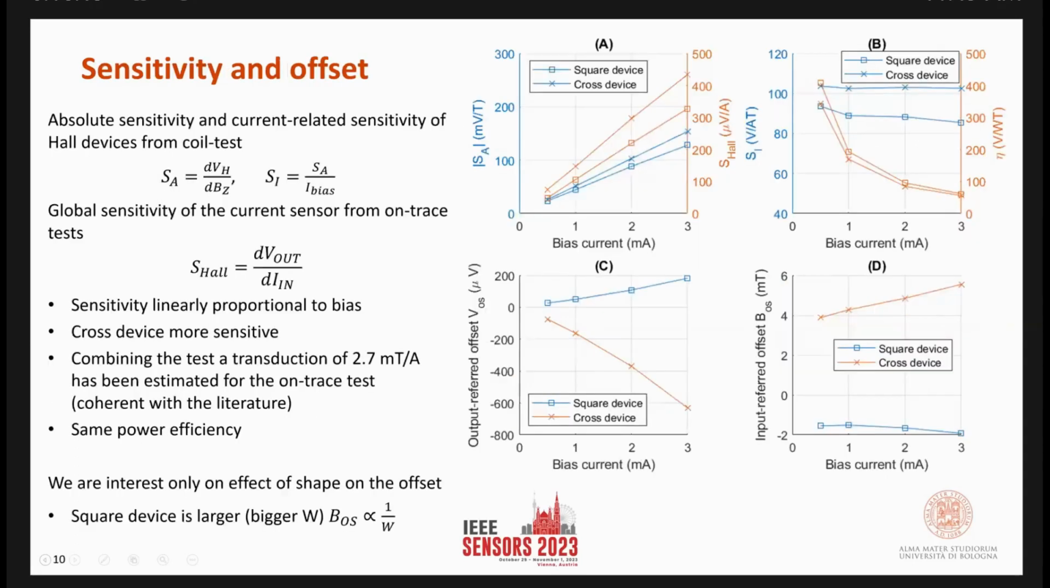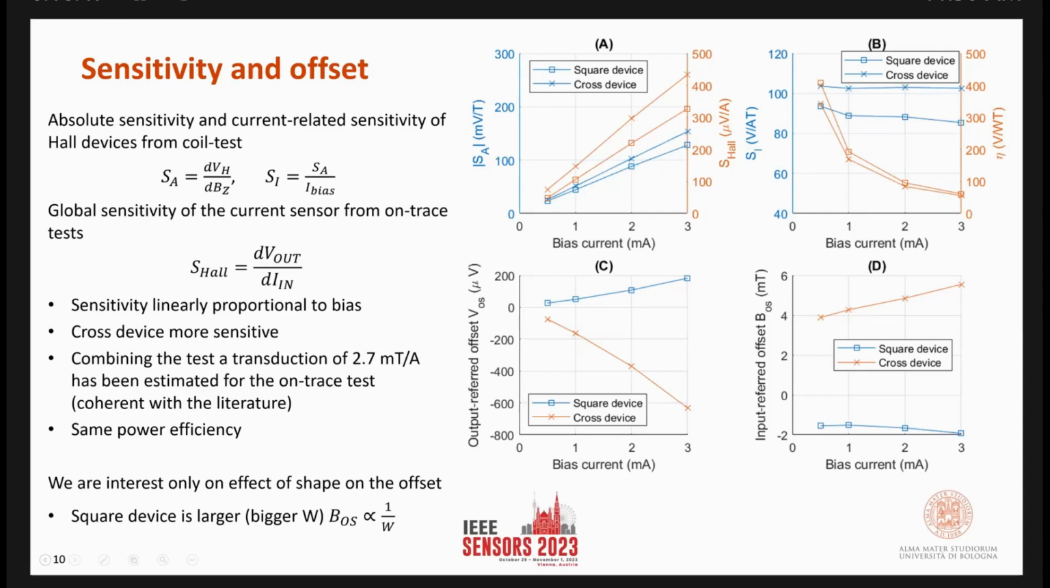From the static characteristics, we extracted the sensitivity. Hall effect sensors are usually characterized by looking at the absolute sensitivity, so the output voltage with respect to the magnetic field, and also the current-related sensitivity, which is the normalized sensitivity, the sensitivity normalized with respect to the bias current.